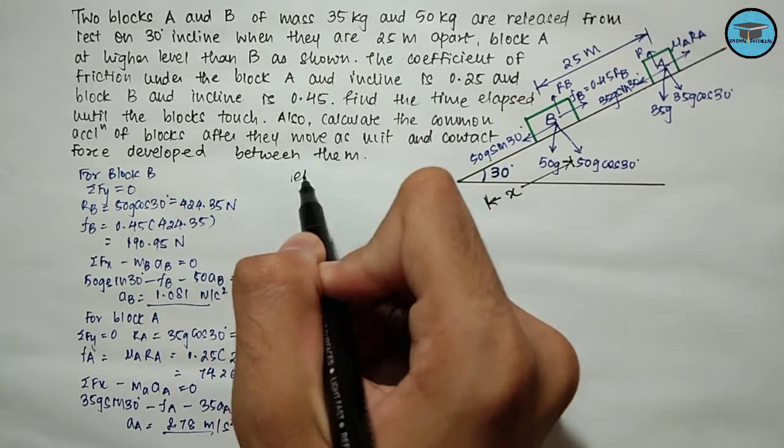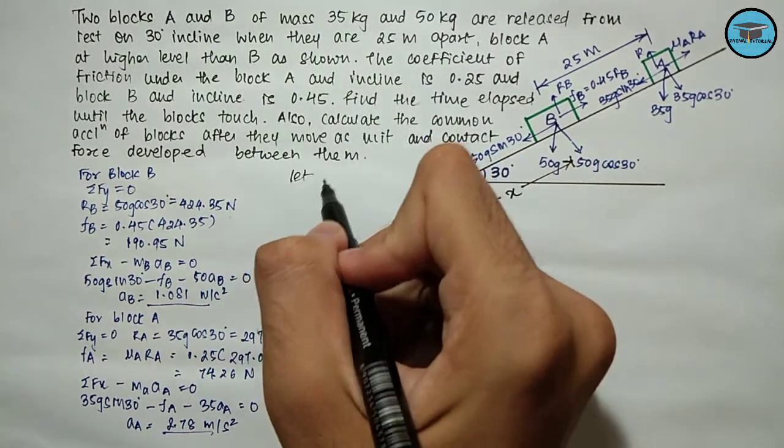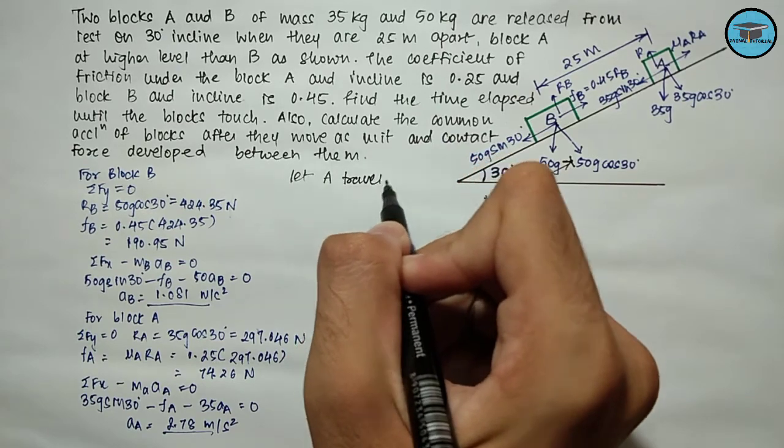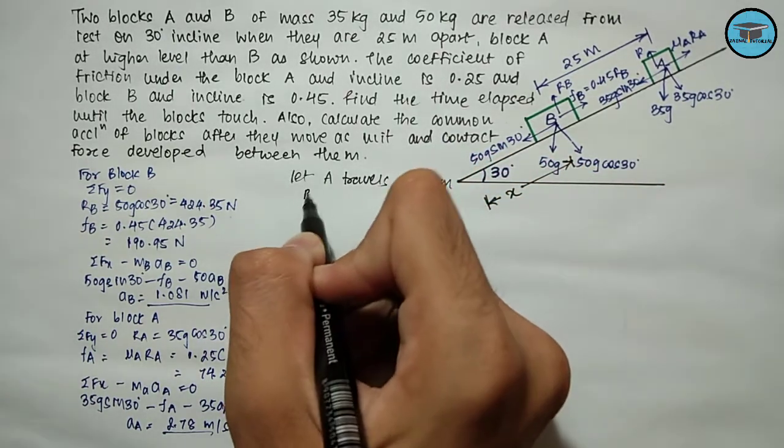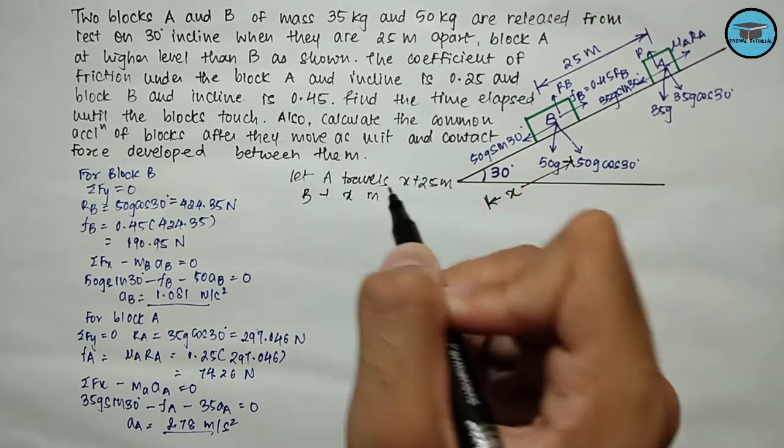So let us note down. A travels x plus 25 meters, so B travels x meters.